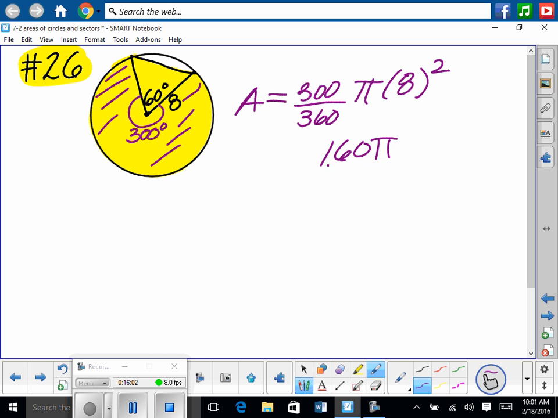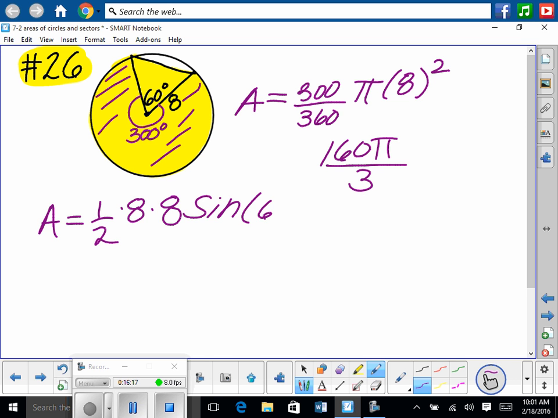160 pi thirds. So that's the area of that section, and now we'll find the area of the triangle and add it up. That's actually the easiest way, but you could do it the other way. So the triangle is not right, so I'm doing 1/2 times side 1 times side 2 times the sine of the angle in between. So 0.5 times 8 times 8 times sine of 60.